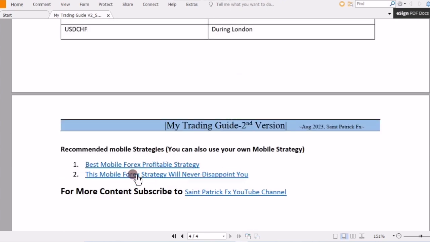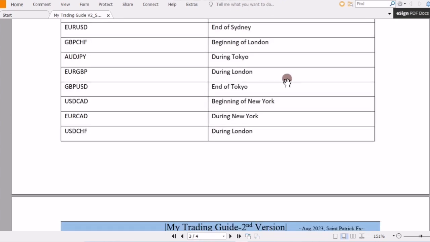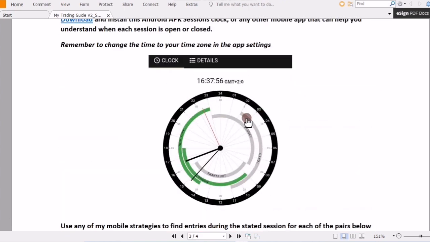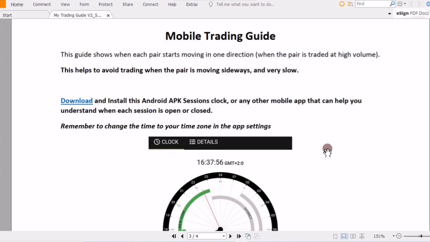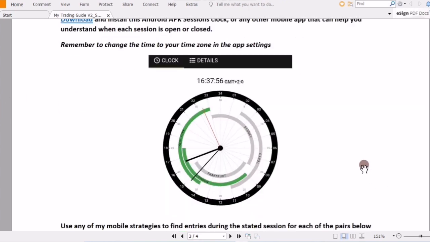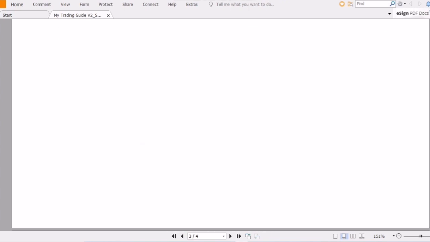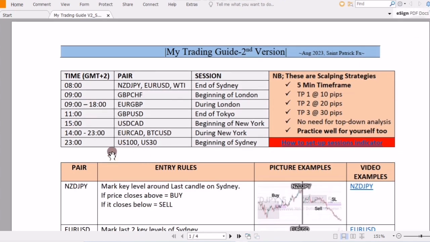These are very good strategies, traders. If you are trading on mobile, I have these videos on YouTube. You can check on them. They are definitely going to help you. Also, this clock, you can find it via the link here. If you download it and you are using mobile, it shows you when to place the trades. This script, traders, is just the way to go. It has specific strategies for all these currency pairs. If you apply it correctly, you will not go wrong.